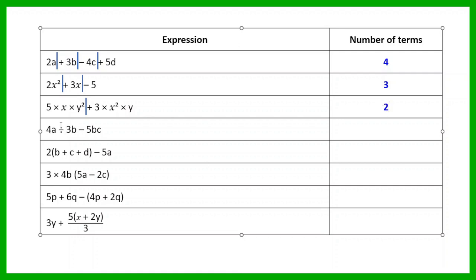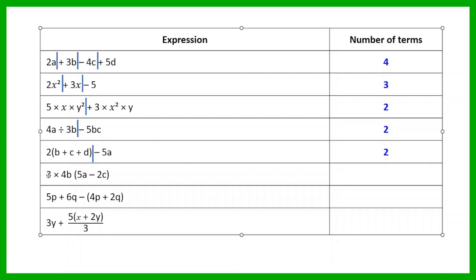The next one, again, the divide sign does not separate terms. So the only term line I'm going to have is in front of my minus over here. So I've got 2 terms in this one as well. Next one, I've got brackets now. The plus inside the brackets I'm going to ignore. So I'm going to have a term line in front of this minus and no other term lines. So I've got, again, 2 terms over here.